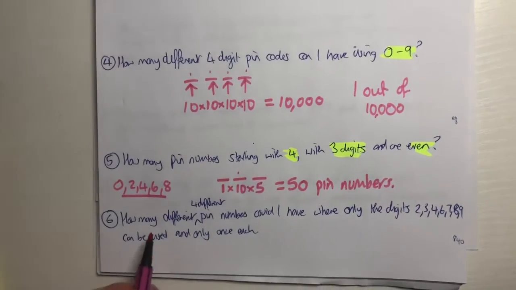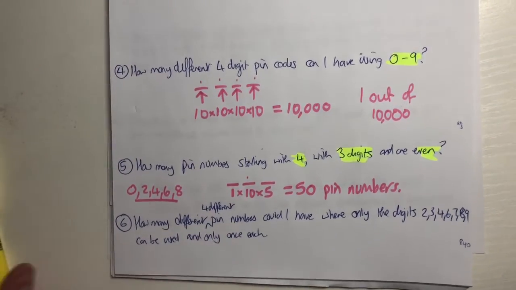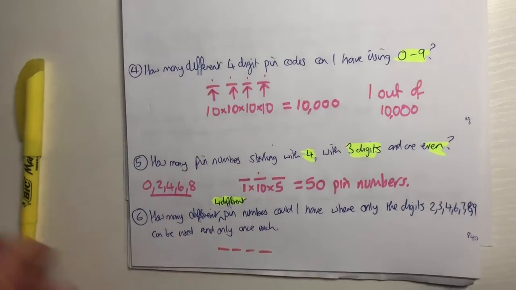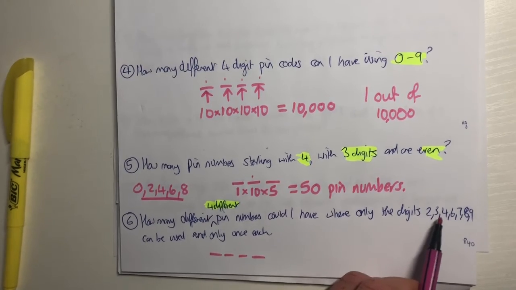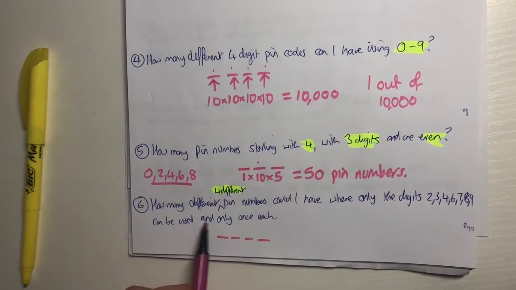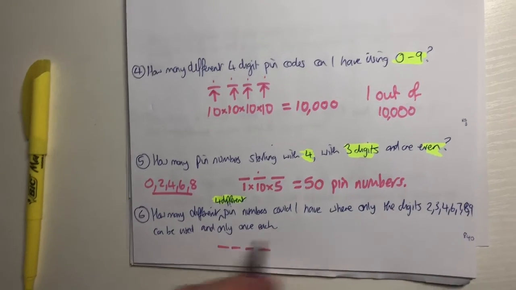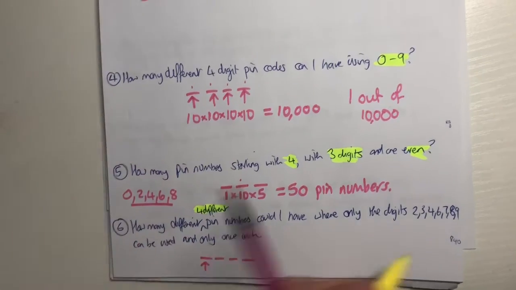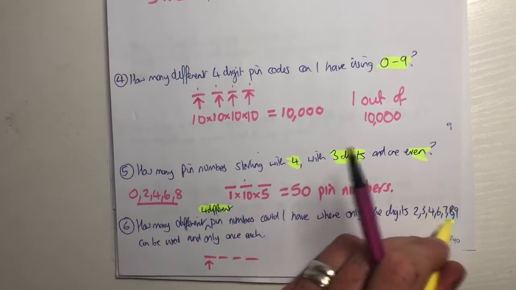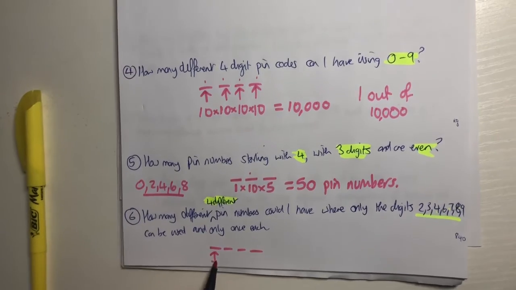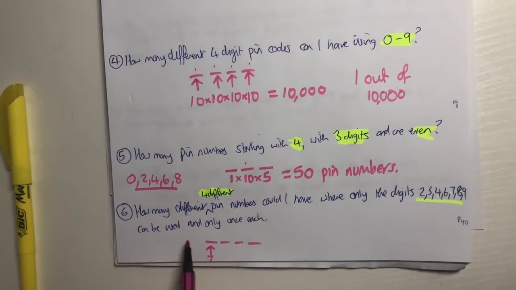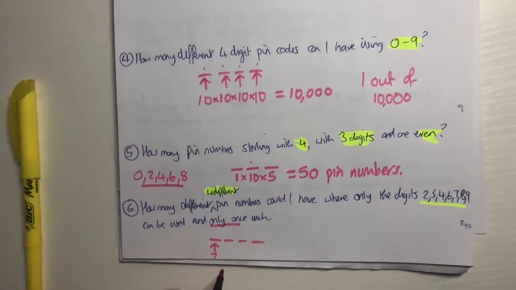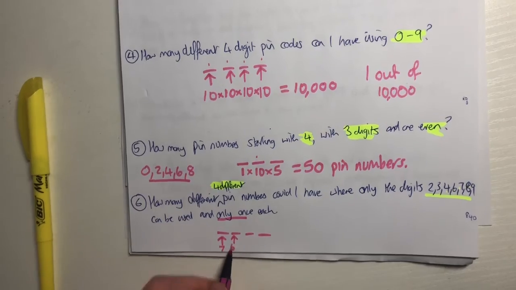And number 6. How many different 4-digit PIN numbers could I have where only the digits 2, 3, 4, 6, 7, 8 and 9 can be used and only once? So 4 this time: 1, 2, 3, 4. If I take the first number, how many different possibilities are there? Well, there's 1, 2, 3, 4, 5, 6, 7 numbers there. So there's 7 possibilities for that number. Now if you can only use it once, once you've used one of them, I've only got 6 left. So for the second number, I've got 6 left.